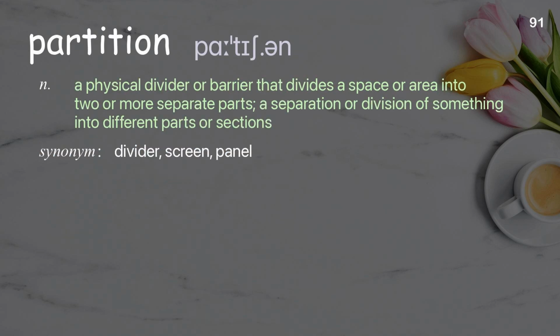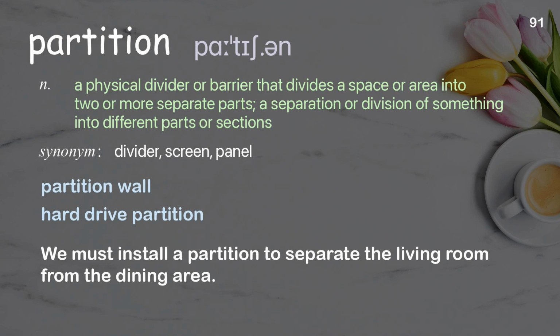Partition. A physical divider or barrier that divides a space or area into two or more separate parts, a separation or division of something into different parts or sections. Examples: Partition wall. Hard drive partition. We must install a partition to separate the living room from the dining area.